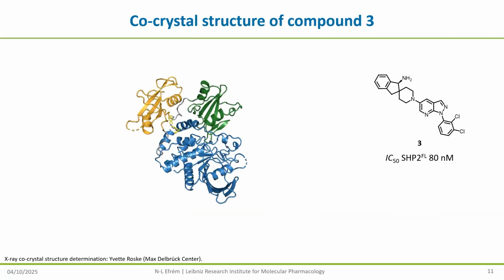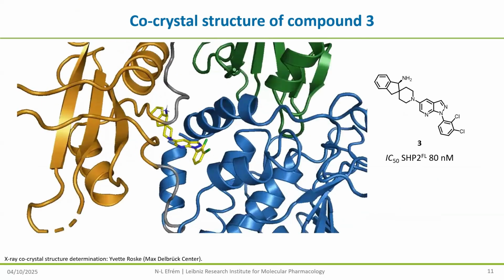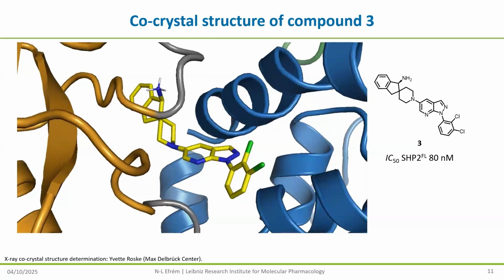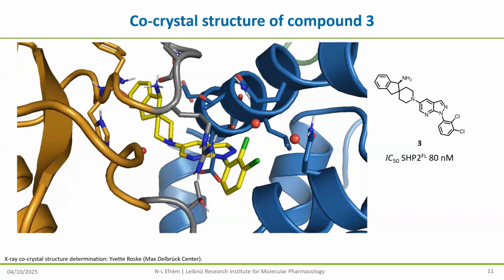Finally, our collaborators at the Max Delbruck Center were able to solve co-crystal structures for some of the most active compounds. And from this representative structure in complex with compound 3, we see that it binds to the same tunnel allosteric pocket as SHP099 and other previously published compounds. It engages residues from the catalytic domain and the C-terminal SH2 domain, as well as the interconnecting loops.